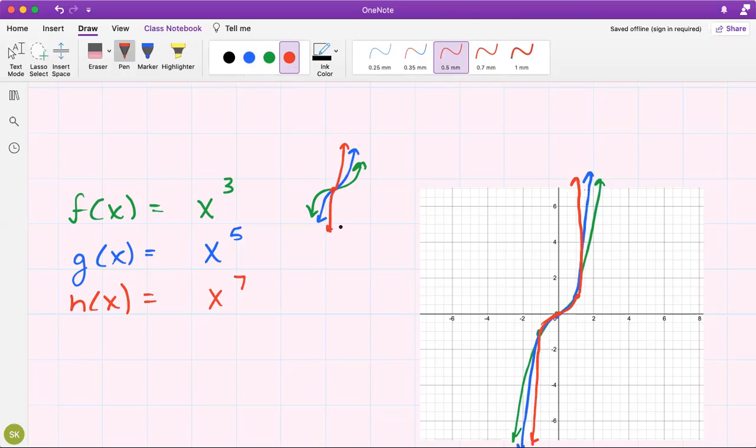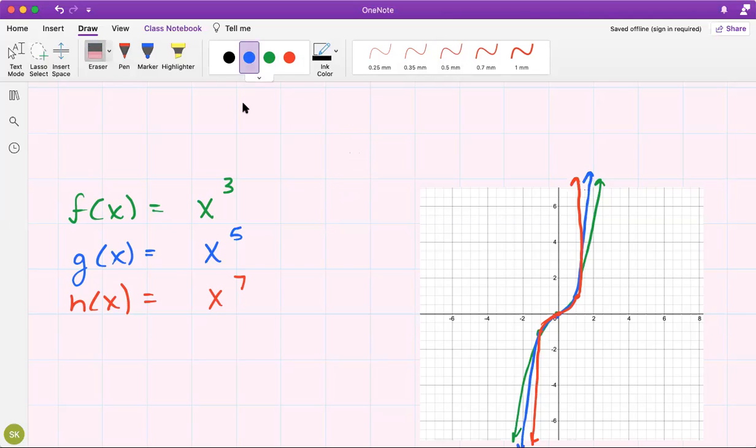So they're all going to look similar. They're all going to look like x cubed. They're just going to look like x cubed kind of stretched out. So when you have an odd degree, as long as this odd degree is 3 or bigger, what's going to happen is you're going to look like the x cubed graph.